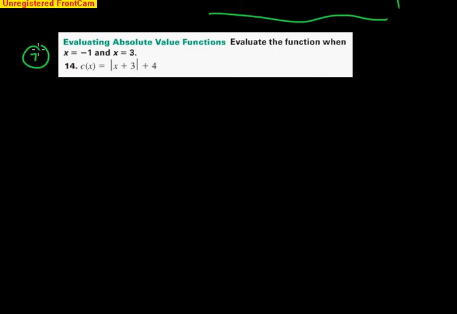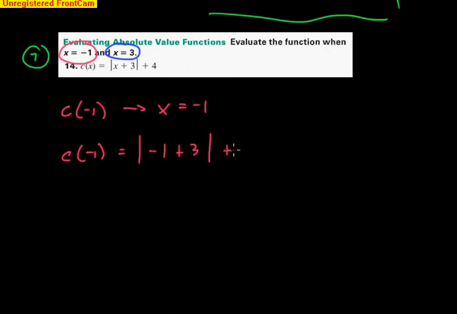Okay, next problem here. We're going to evaluate an absolute value function. So I have two x values. We'll do one in red, negative 1, and one in blue, which is 3. Into this function, c of x equals absolute value of x plus 3, plus 4. So first of all, I want to show you that I could also have written this as c of negative 1. Find c of negative 1. What that means is x is equal to negative 1, and I plug it into c. So that's what you could have written as well. But here's my function. Plug it in. C of negative 1, x is negative 1, equals the absolute value of negative 1 plus 3, close the absolute value, plus 4.